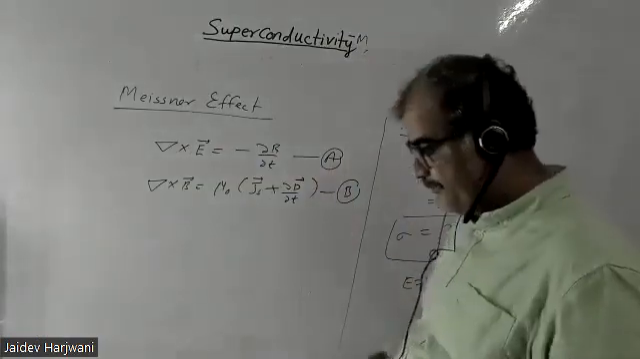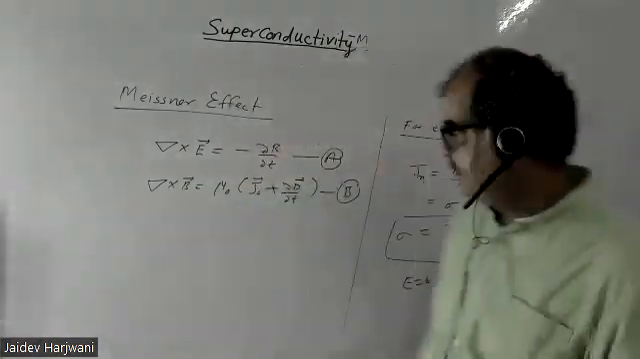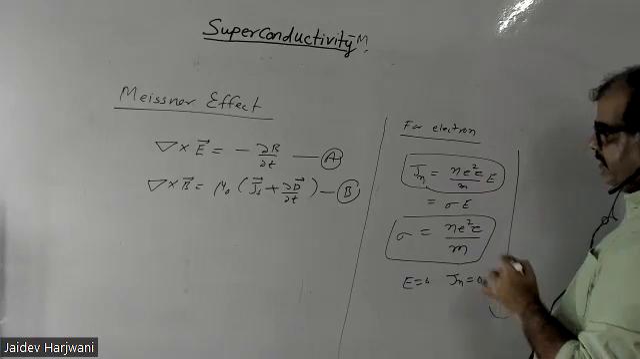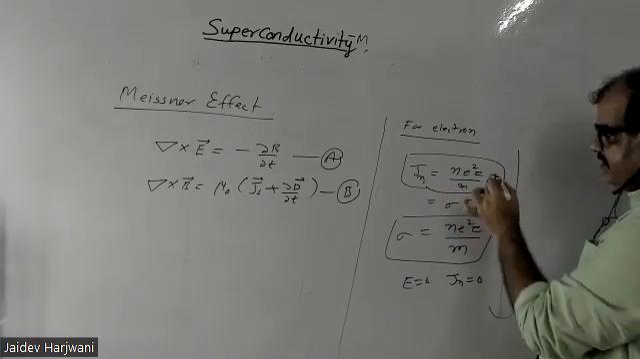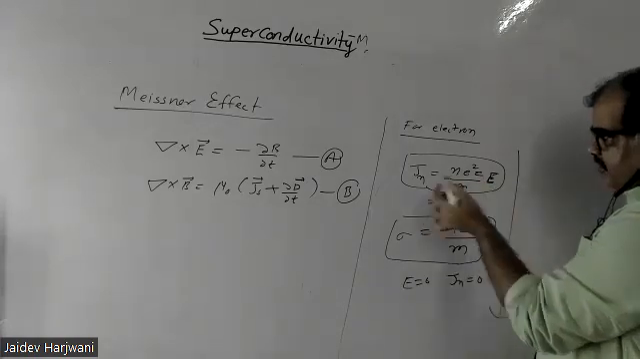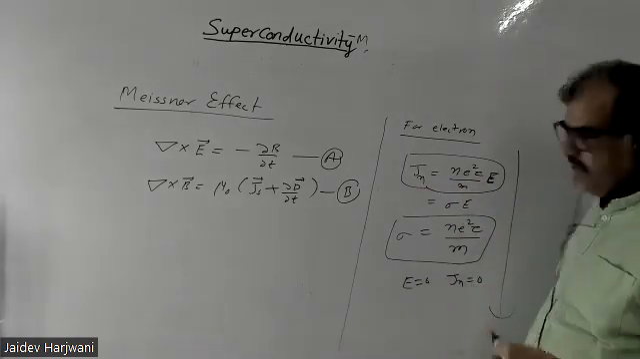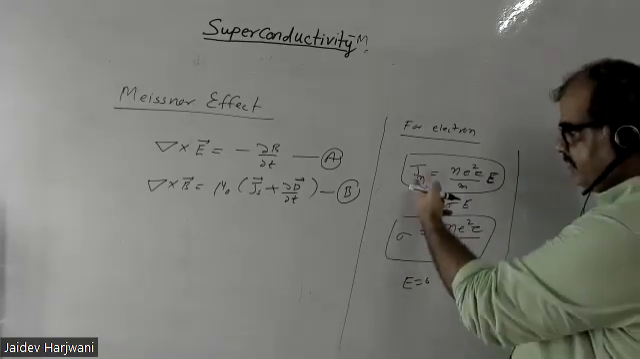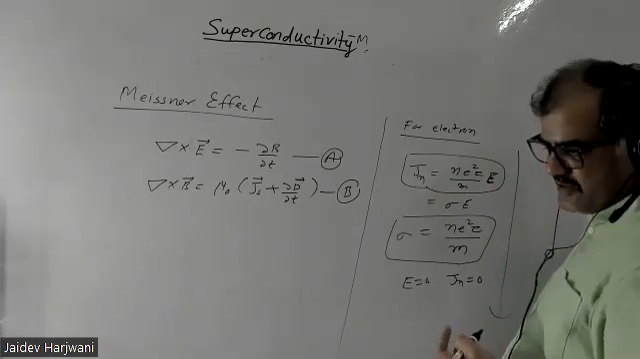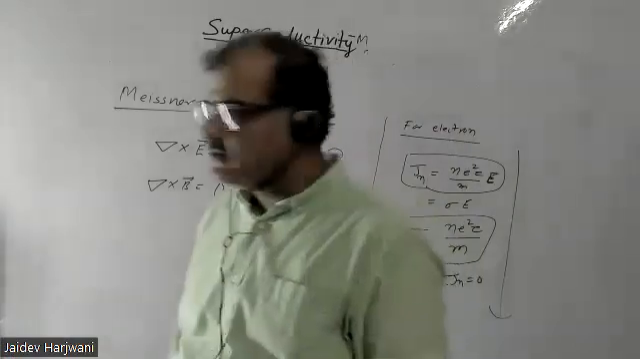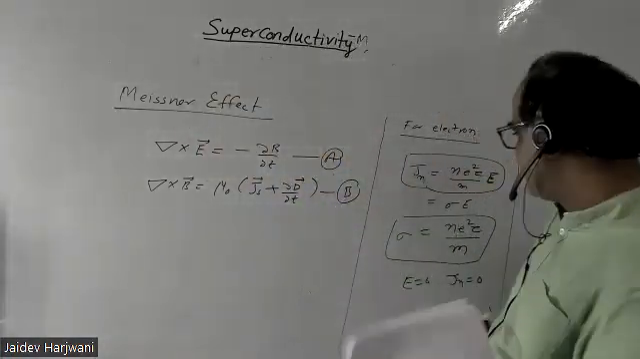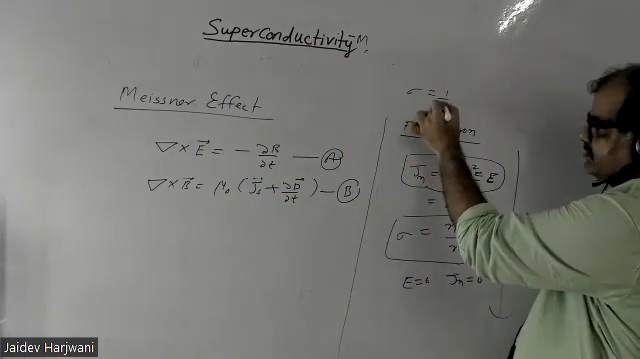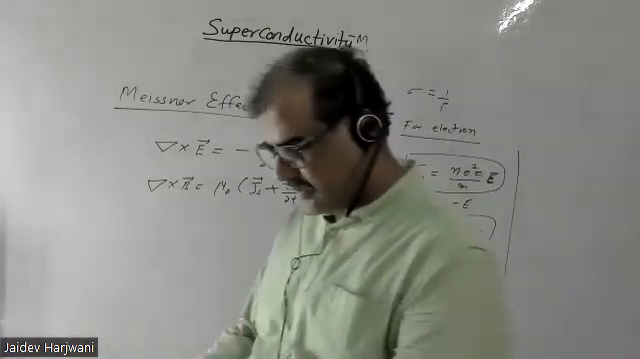Now we discuss. Haan, boliye. Sir, this last point, you see this equation for normal electron. You have n e square tau by m, E is electric field. E zero means J zero. So without electric field, that means without voltage, you cannot flow current in normal samples. That means there is some ratio V by I, there is some resistance. Sigma is conductivity, sigma is one by rho. Okay, sigma is your conductivity.